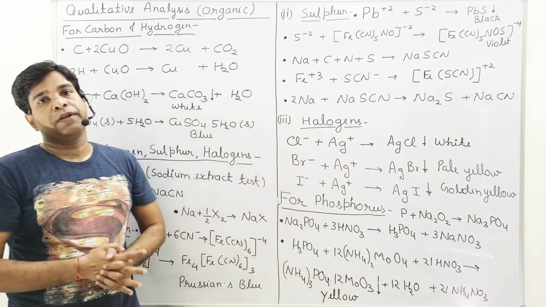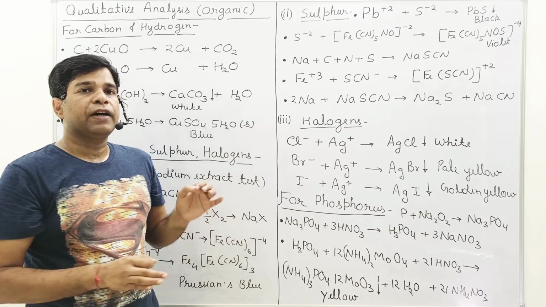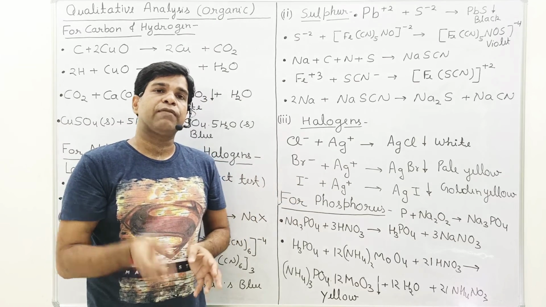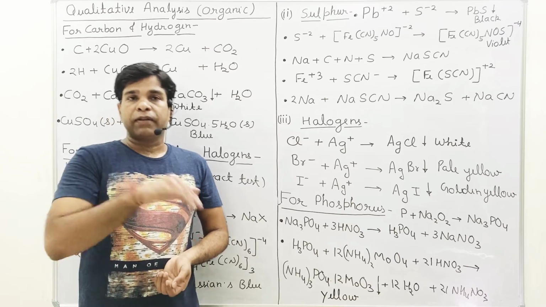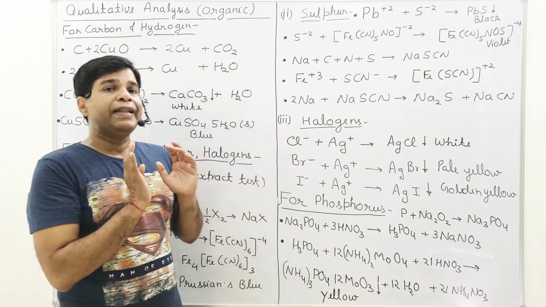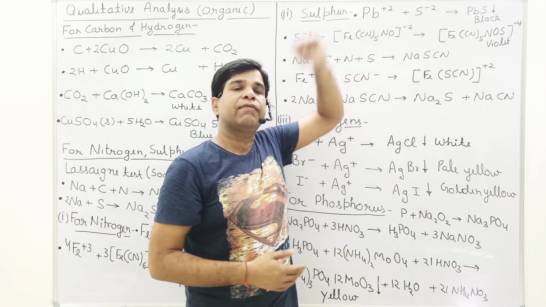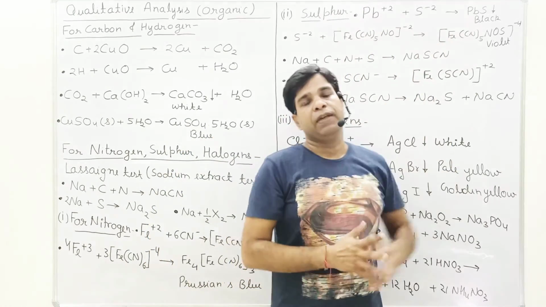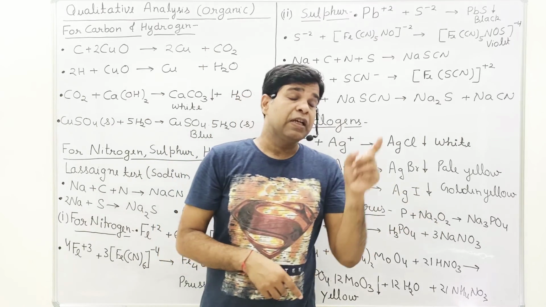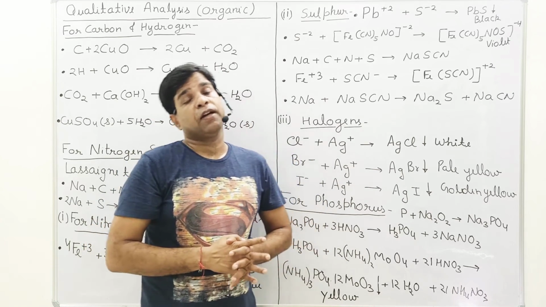Now let's see the detection of sulfur. What we do is acidify the sodium extract with acetic acid. In the sodium extract we add the acetic acid. After that we add lead acetate. In that case, the sulfide present in the sodium extract reacts with Pb2+ and forms PbS, which is a black color precipitate. This reaction indicates the presence of sulfur in the given organic compound.